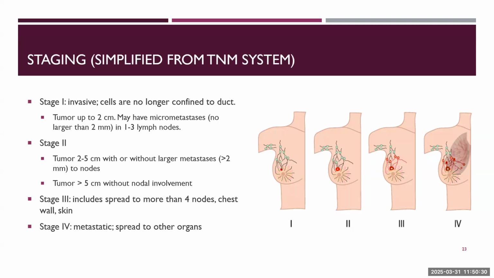For stage 2, the tumor is bigger. So this is going to be a tumor 2 to 5 centimeters with or without larger metastases greater than 2 millimeters to those nodes, or a tumor greater than 5 centimeters without any nodal involvement. Stage 3 includes spread to 4 or more nodes, or spread to the chest wall or skin. And then stage 4 is going to be metastatic, where it's spread to other organs. As you can see in this picture, the tumor is getting bigger and there's more nodal involvement as well.